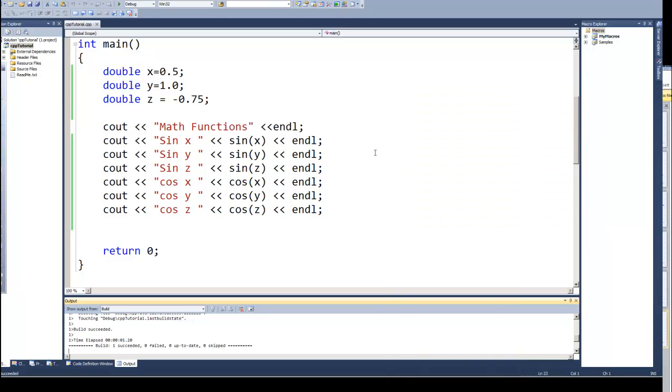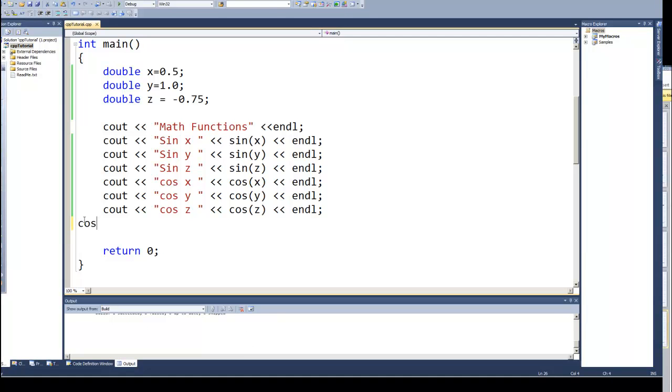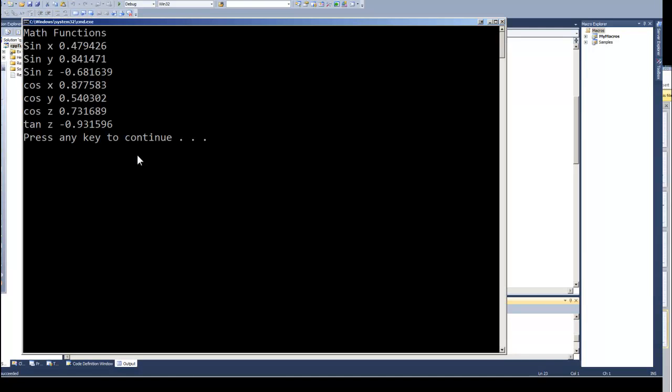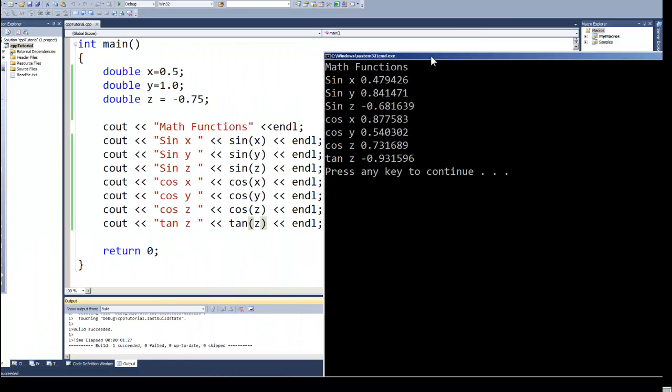Okay, the tangent function works again the same way. Tan, so if I paste this, come in here and copy this and paste it. Let's change that to tan. And I'll just do the tangent of the one angle. And we've got the tangent of that.